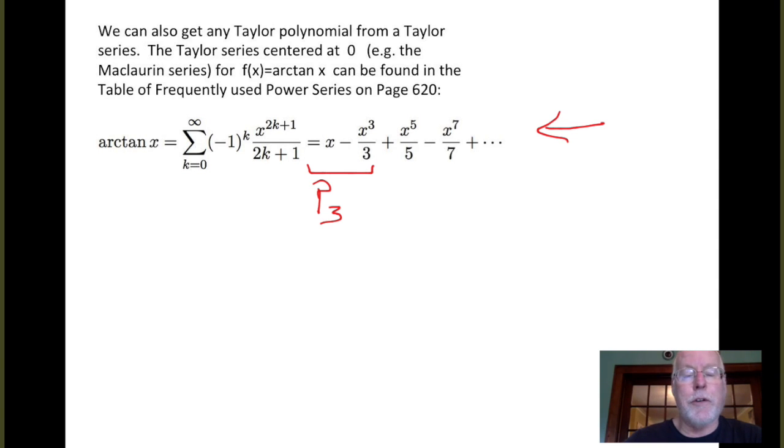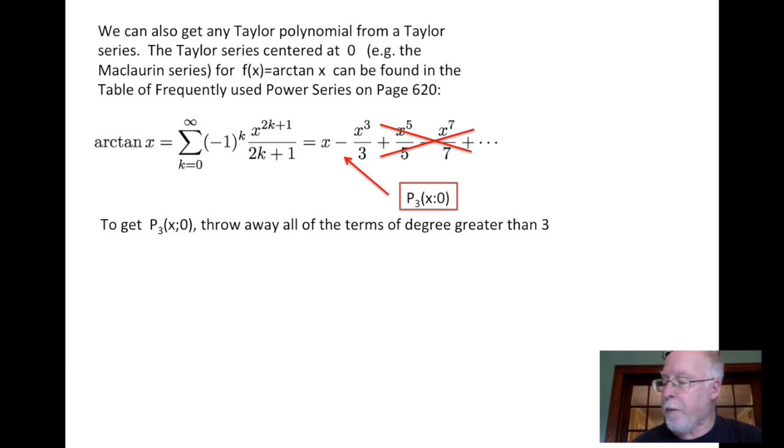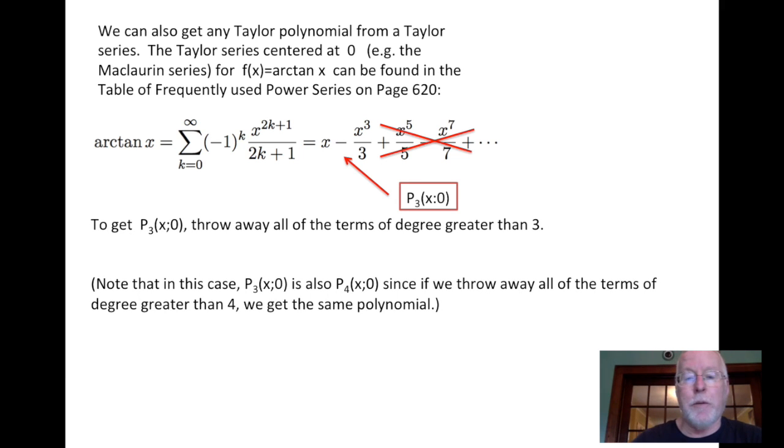And so if we were just to cross out all the higher order terms, that is, throw away all terms of degree greater than 3, we would have that Taylor polynomial. So this works for any Taylor polynomial. If you have the Taylor series about the point of expansion A, you can always get the polynomial by doing this kind of truncation.